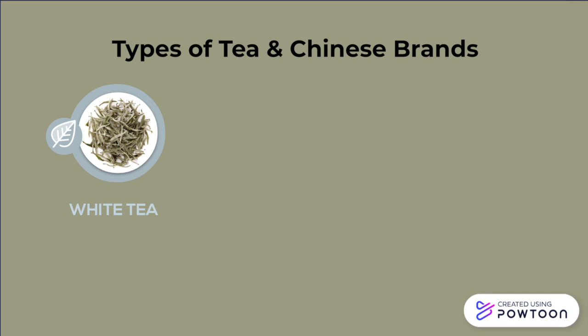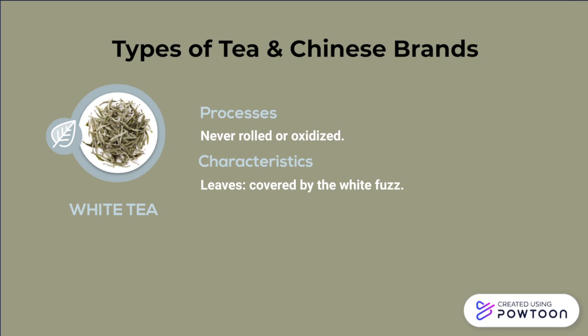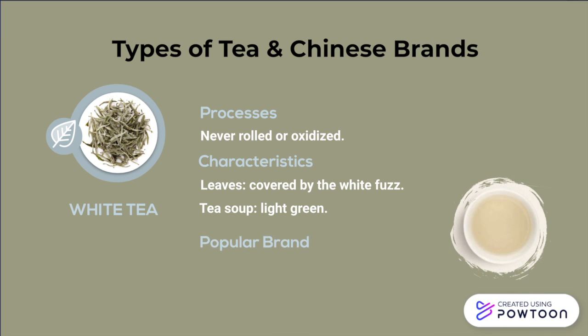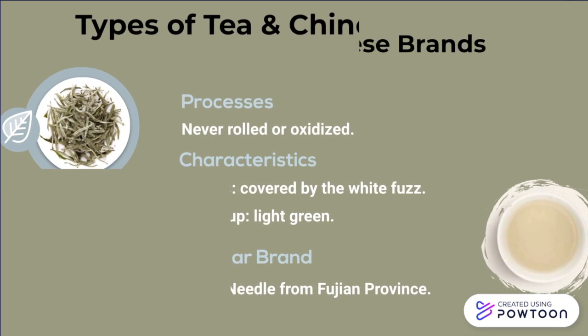Second is white tea. Like green tea, it undergoes minimal processing. White tea is never rolled or oxidized. Dry tea leaves are covered by velvety hairs. Its tea soup color is light green. One of the famous brands is Silver Needle from Fujian province.